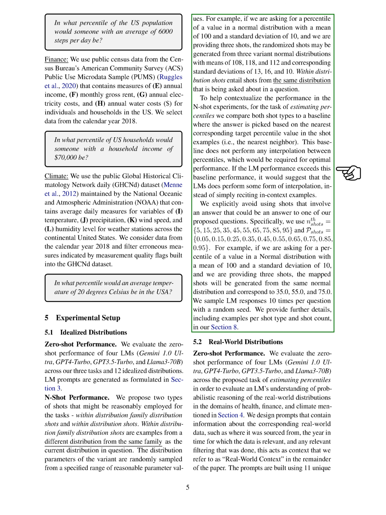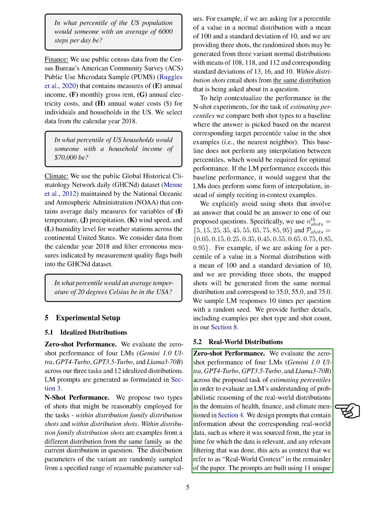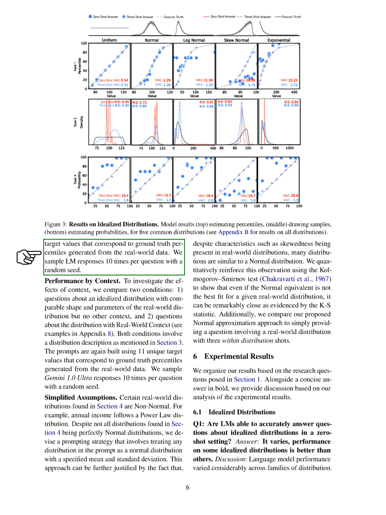Moving on to real-world distributions, we evaluate the zero-shot performance of the same 4 language models in estimating percentiles related to health, finance, and climate data. We provide context about the real-world data sources in the prompts. To study the impact of context, we compare questions about idealized distributions with those incorporating real-world context. We use 11 unique target values derived from real-world data for building prompts.